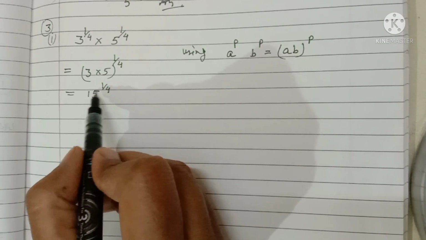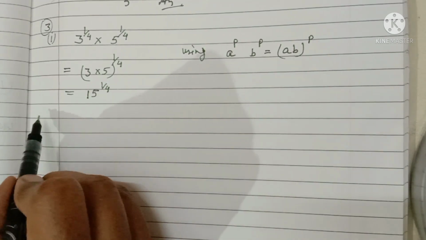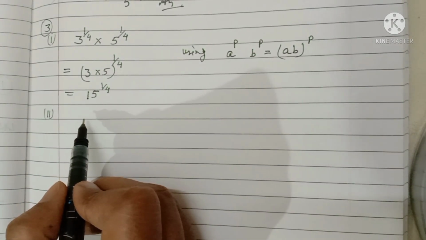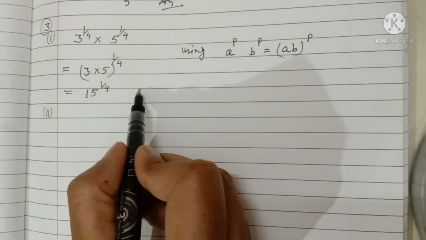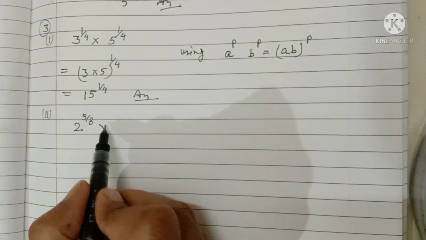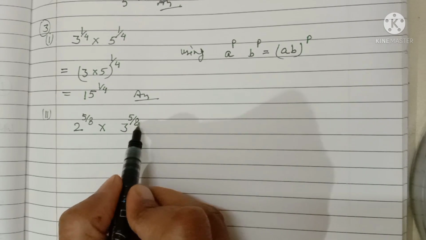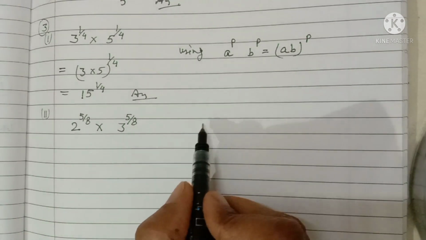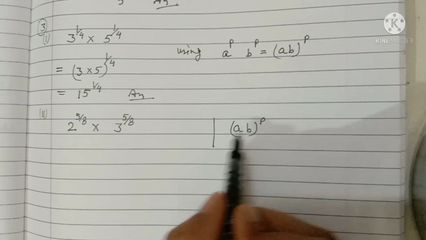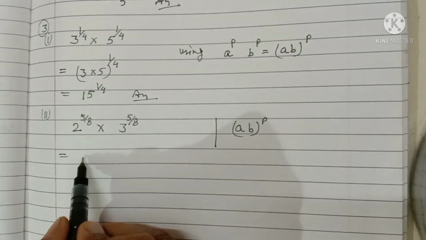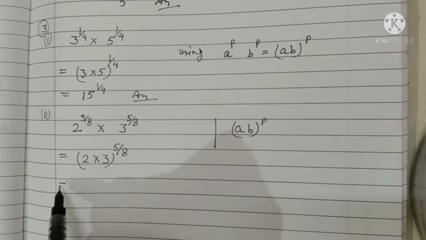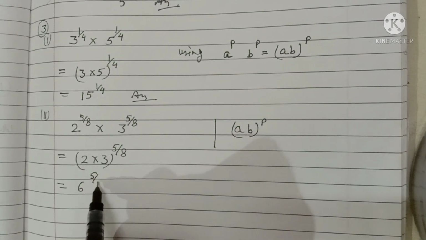15 to the power of 1 upon 4. All the question of this part you can do yourself, but I think I should do one more part. Second part is 2 to the power of 5 upon 8 into 3 to the power of 5 upon 8. Now same here, a b to the power of p. So this becomes 2 into 3 to the power of 5 upon 8. 2 3s are 6 to the power of 5 upon 8.